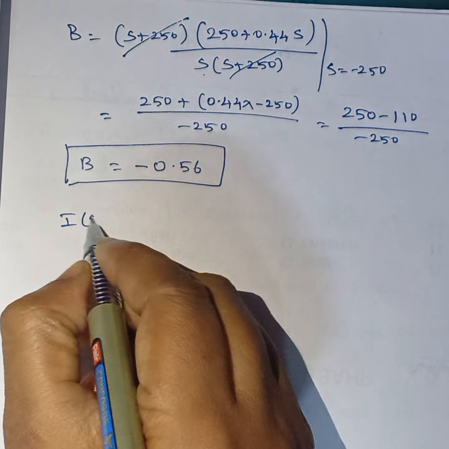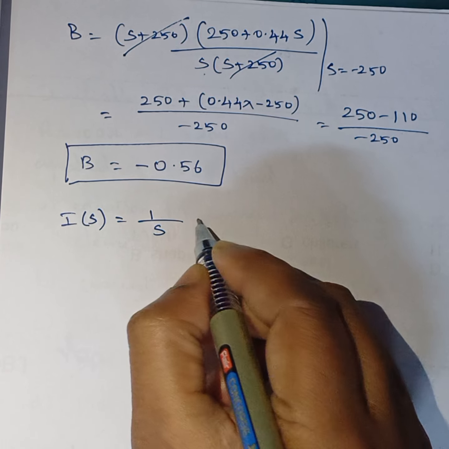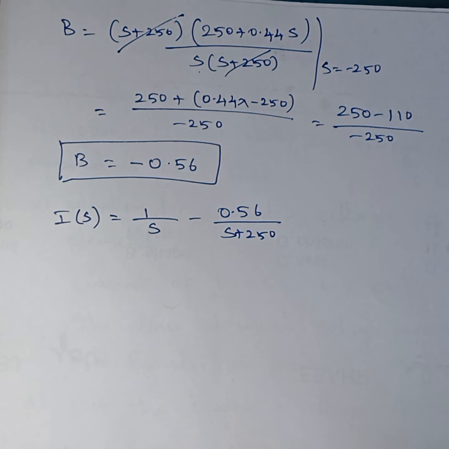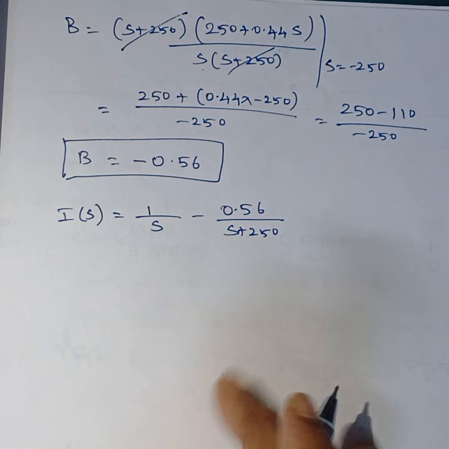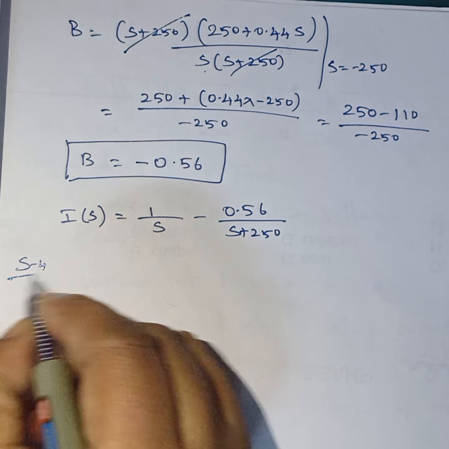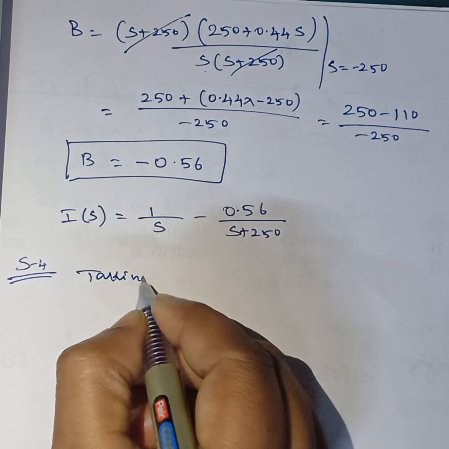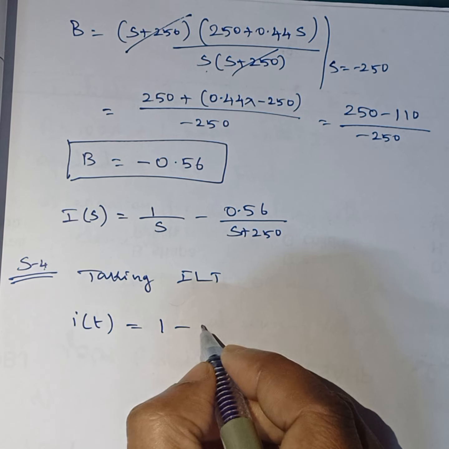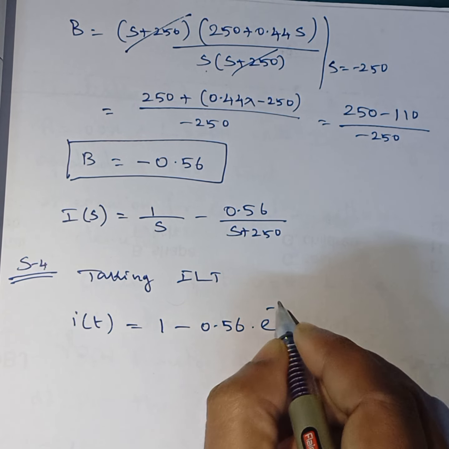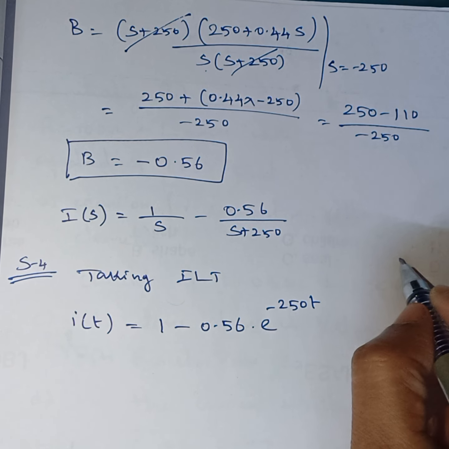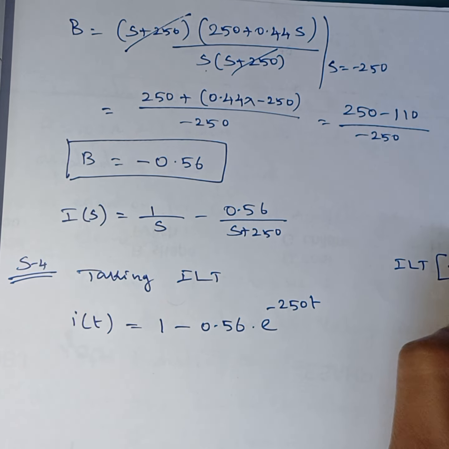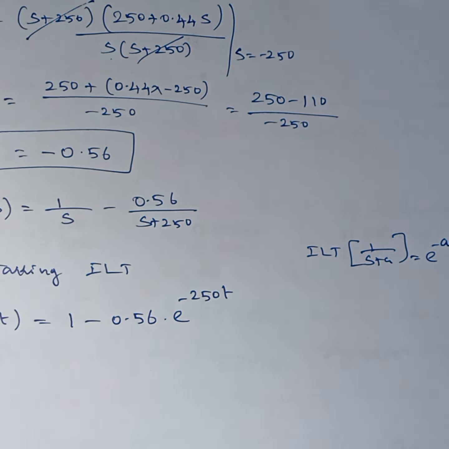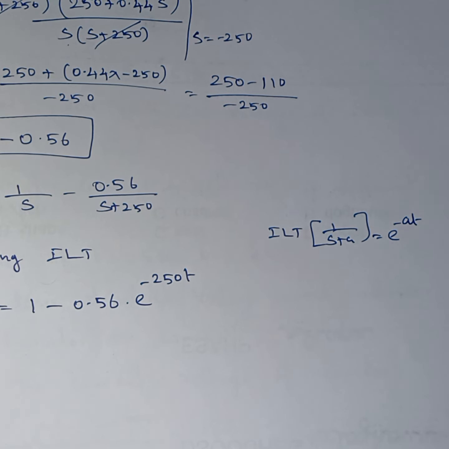Okay, so the A and B values are already found. Now IFS is equal to, substituting the A value as 1, 1 divided by S minus 0.56 divided by S plus 250, correct. So the A and B values are simply substituted, nothing else. Then step 4, what is step 4? Taking the inverse Laplace transform. I of t is equal to 1 minus 0.56 e power of minus 250t. Okay, the inverse Laplace transform of 1 divided by S plus A, we know the formula is e power of minus At. So that is substituted here.